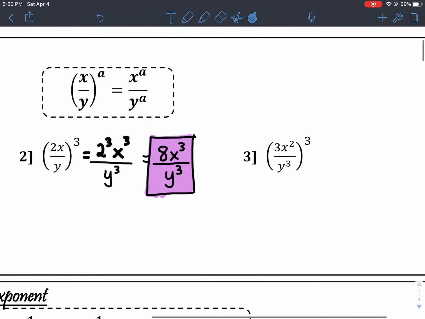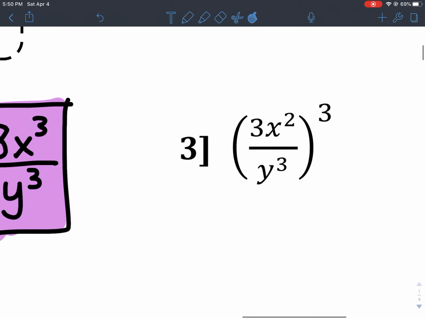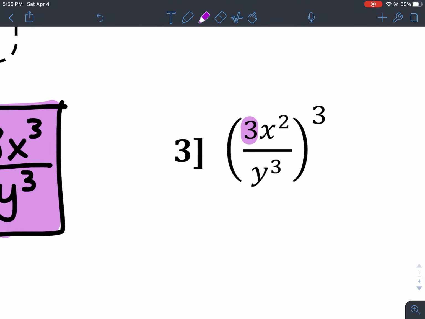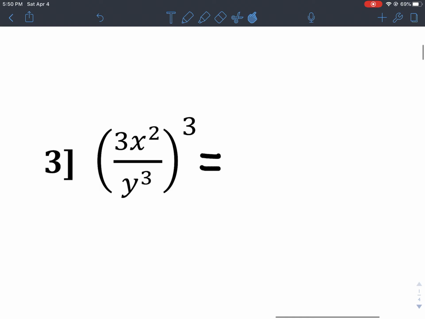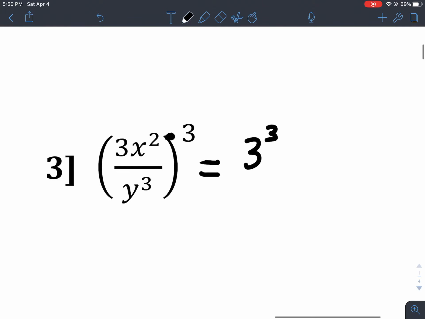Okay, taking a look at this next one, again, it's pretty similar. We have two separate parts in the numerator here. We have 3 and we have x squared. So we're going to have to raise both of those individually to the third power. 3 to the third power and x squared to the third power. You might notice here, this is the power rule, which you learned yesterday. So the shortcut is we multiply 2 times 3, which is 6. So we get x to the 6th power.